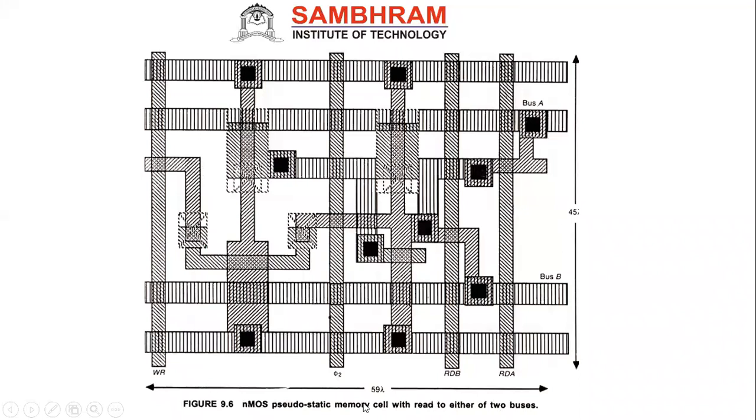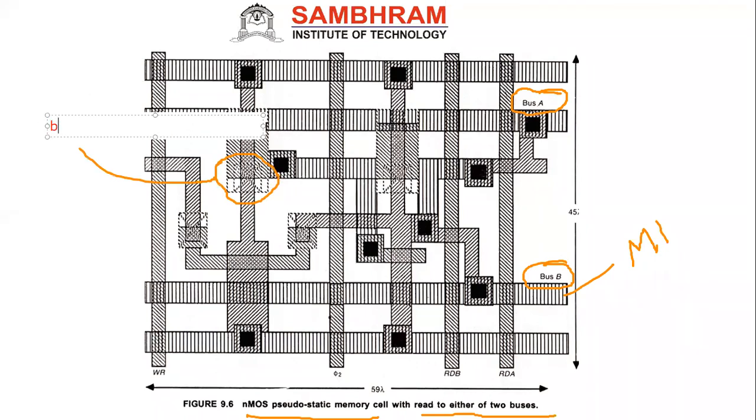See, this is the layout of NMOS. As I said earlier, this is an NMOS pseudostatic memory with read to either of 2 buses. This is bus B, this is bus A. The buses are in which layer? The buses are metal layers. You can see these are our metal. Normally a bus will be metal. So which contact is used for NMOS? Can you see which contact this is? This contact is a buried contact. It is a buried contact, not a butting contact.